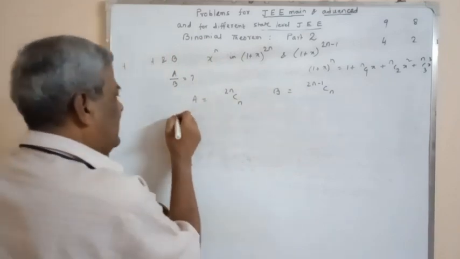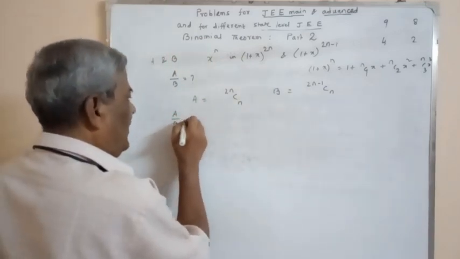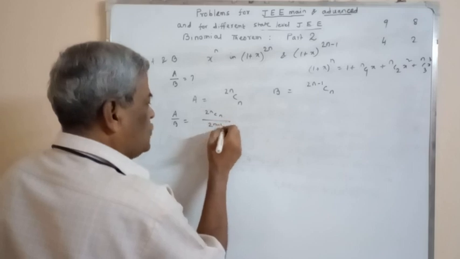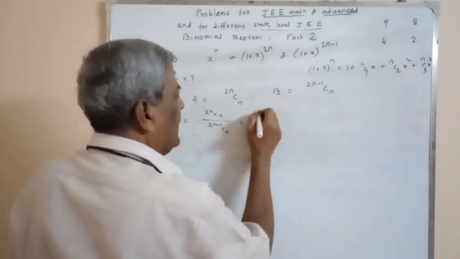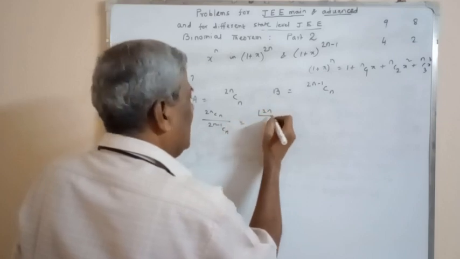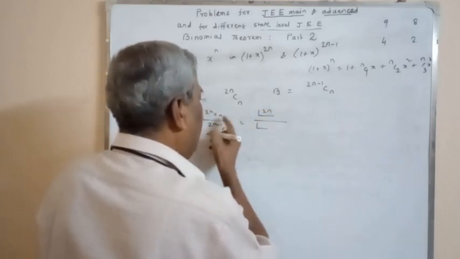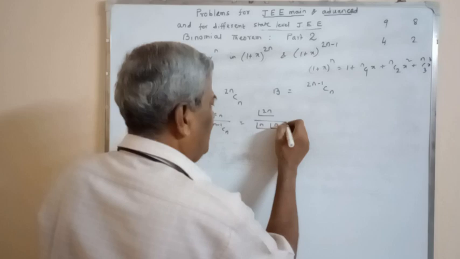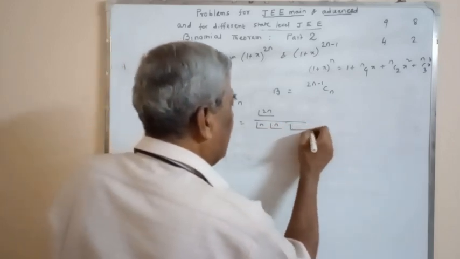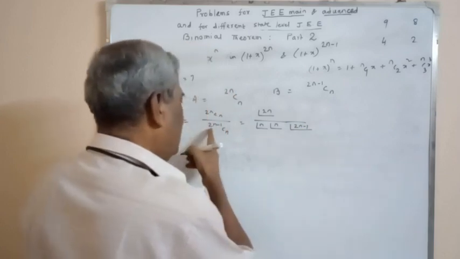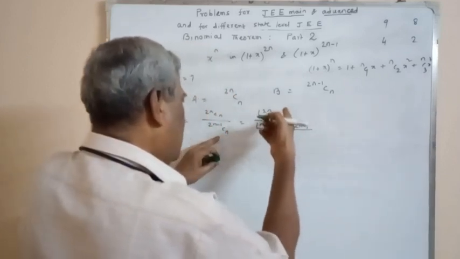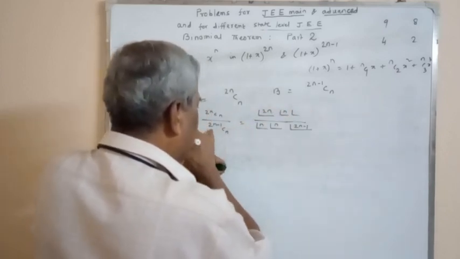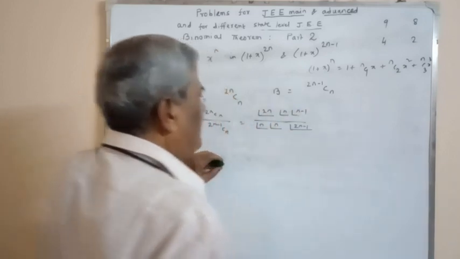So now we clearly get A by B is equal to 2nCn by 2n minus 1 Cn, which is equal to factorial 2n by factorial n into factorial of their difference, 2n minus n is n, divided by factorial of 2n minus 1 divided by factorial n into factorial of their difference, that is n minus 1.